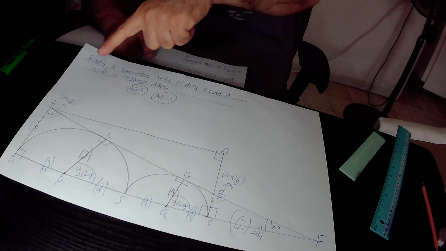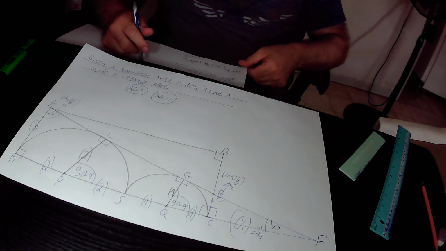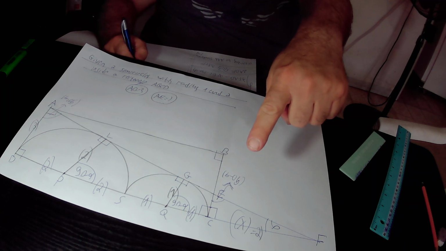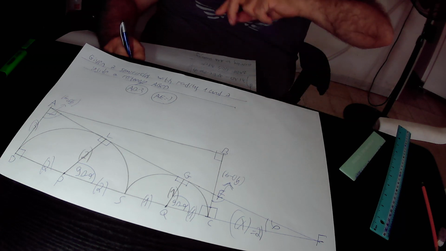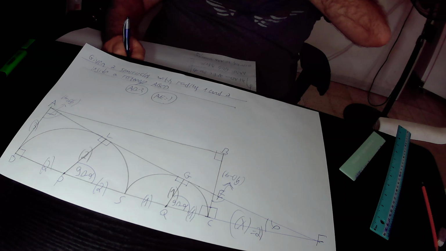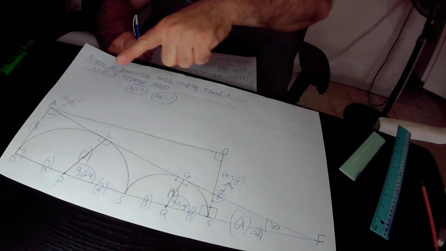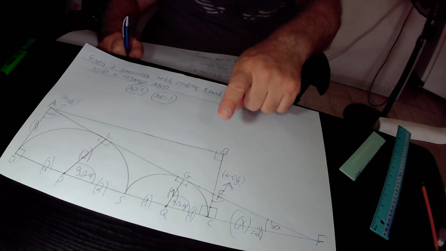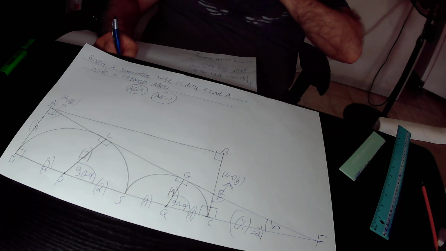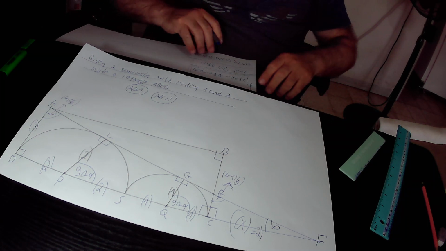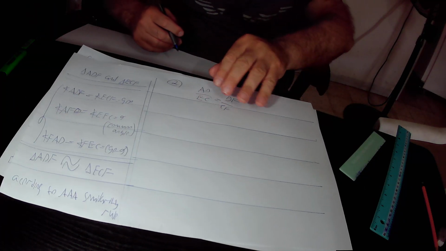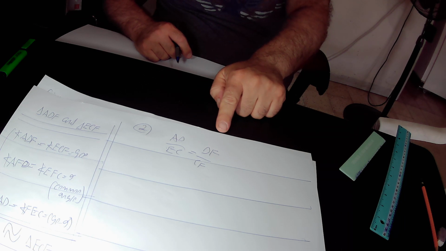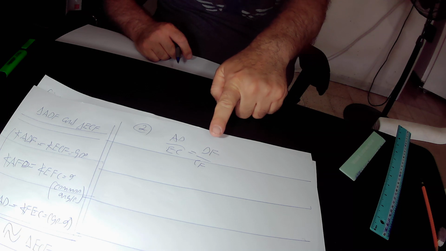We will derive that side AD, the big right triangle ADF, over side EC in the small right triangle EFC equals side DF in the big right triangle ADF over side CF in the small right triangle EFC. So repeat again. We will derive that side AD, the big triangle, over side DC in the small triangle equals side DF in the big triangle over side CF in the small triangle.